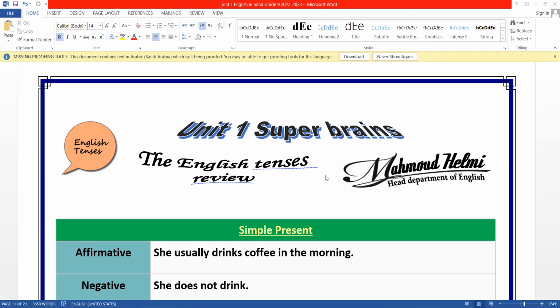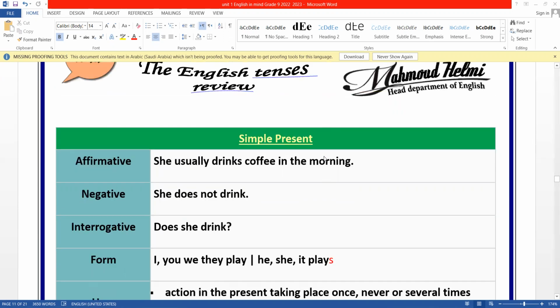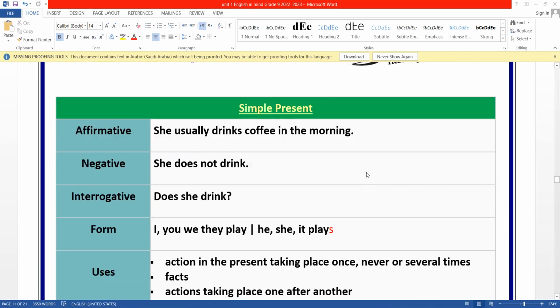Our sons abroad, today inshallah we will complete the second part of unit 1 from the course English in Mind, first term. As you see, my dear students, the second part of this unit deals with the English tenses review. The grammar section is dealing with the English tenses review. So we will have a quick review about the English tenses.